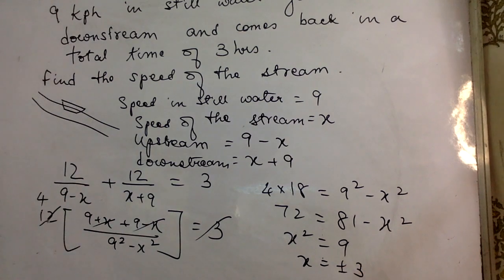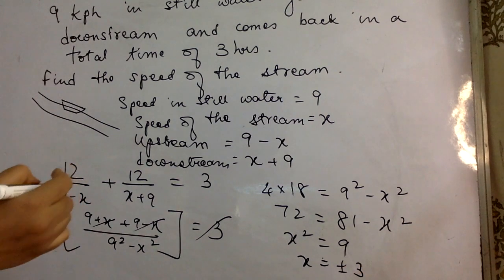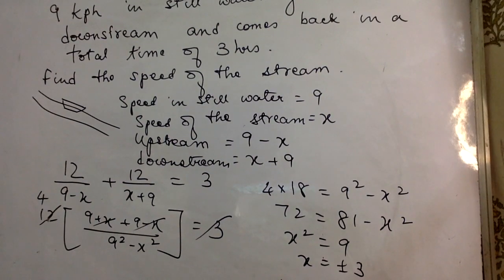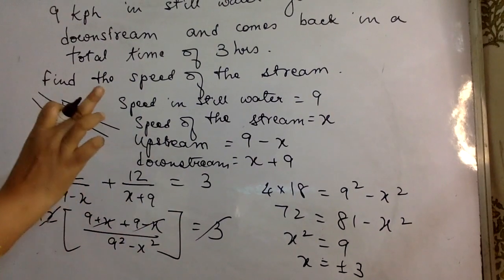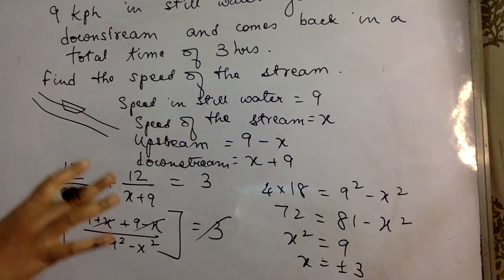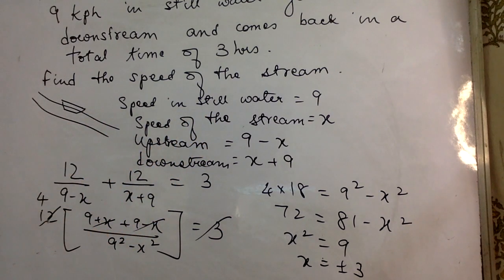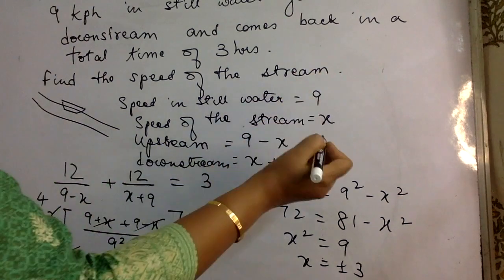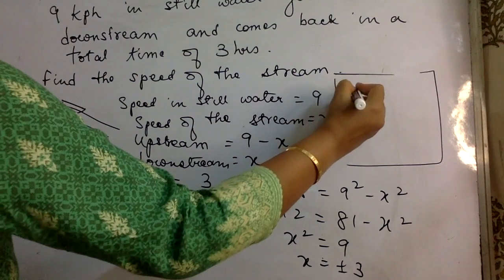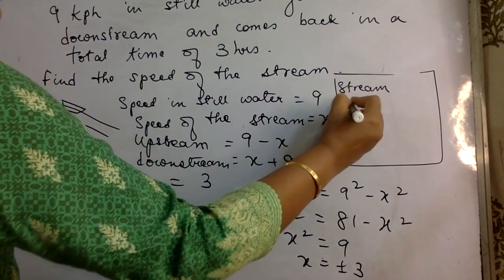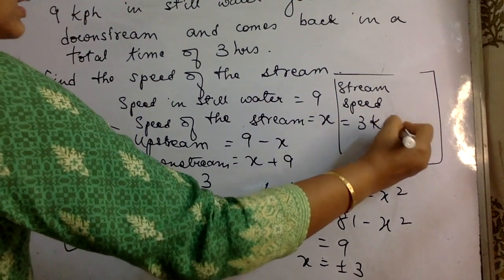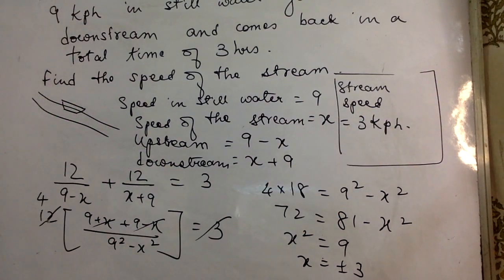Okay, so we'll have to take the plus 3. So the speed of the stream is 3 kilometers per hour. Speed is equal to 3 kph. Okay, so this is our answer.